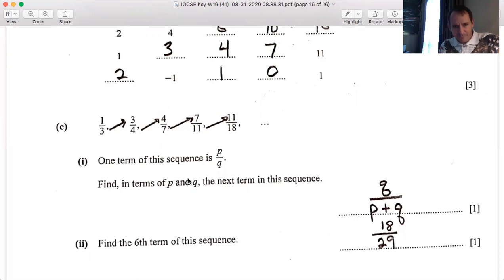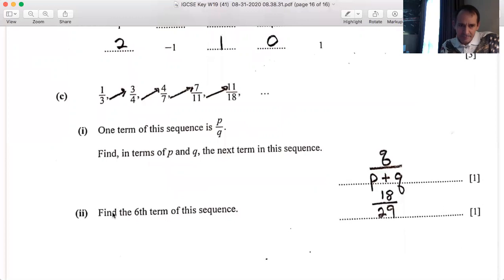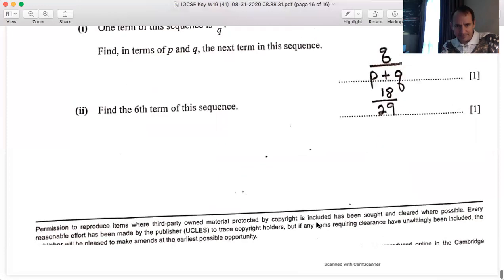So if one term is P over Q, the next one is Q, because the Q goes to the top, then the next denominator would be P plus Q on the bottom. So again, it's a little bit of pattern recognition there. Find the sixth term of the sequence. Well, here's first, second, third, fourth, fifth. So the sixth term is going to start with an 18 on top, and 18 plus 11 is 29 on the bottom.